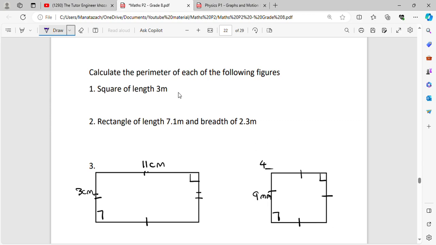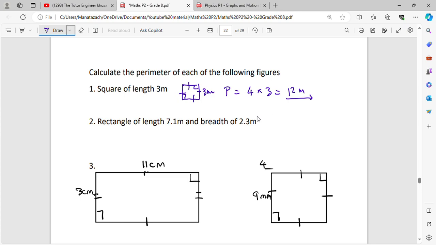This question is saying calculate the perimeter of each of the following figures, a square of length 3 meters. So this square looks something like this, where each side is 3 meters. The perimeter of the square, all 4 sides are equal, so you say 4 times 3, then you'll get 12 meters.